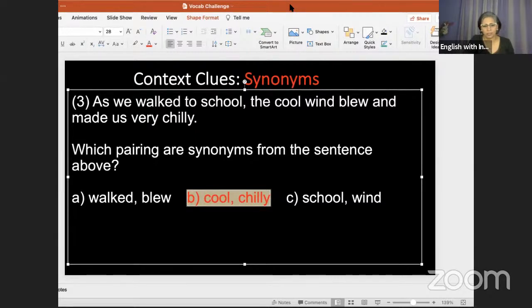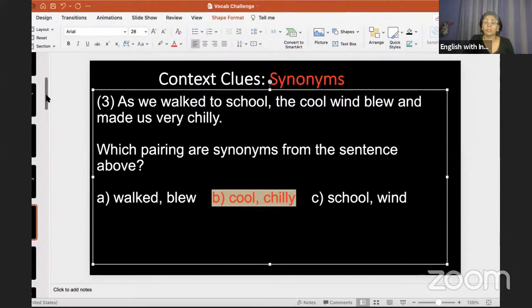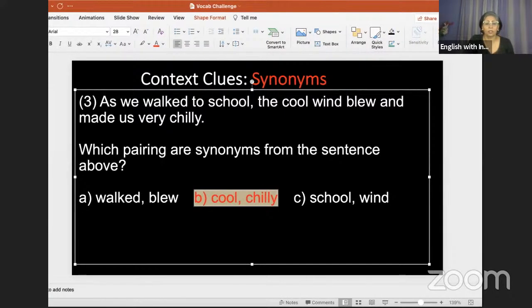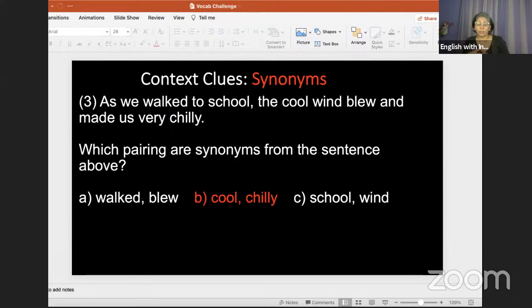Now, one more thing I want to talk about before I move to the next one. When you see these vocabulary lessons, the good way to retain these words, if you don't know them, is to start writing sentences with them. That will help you retain the meanings of these words, okay? So the next one.